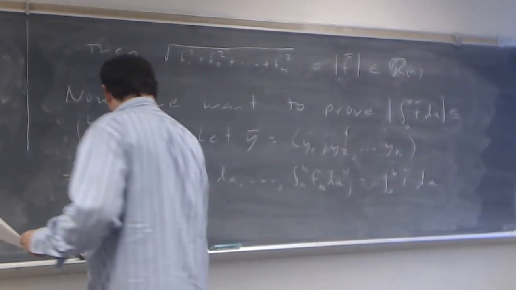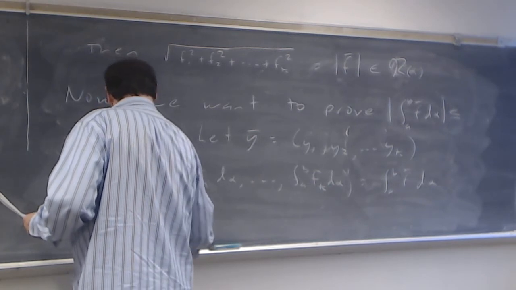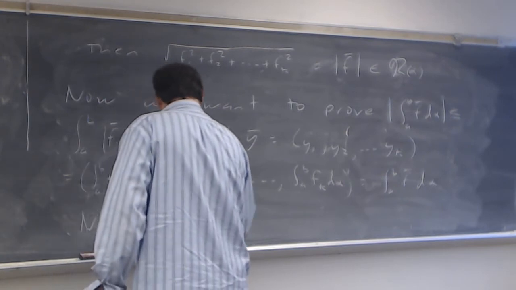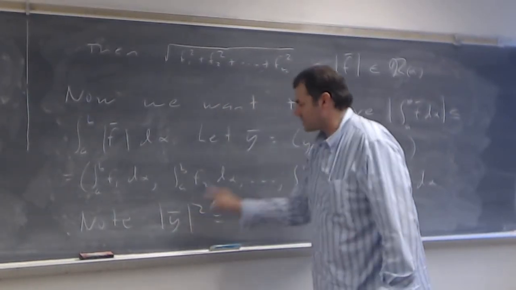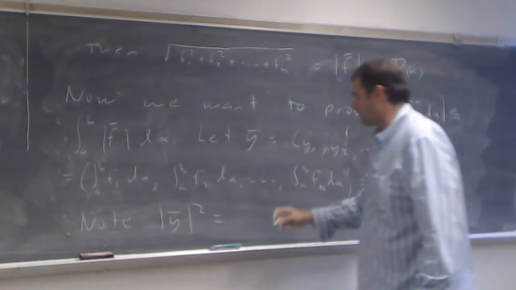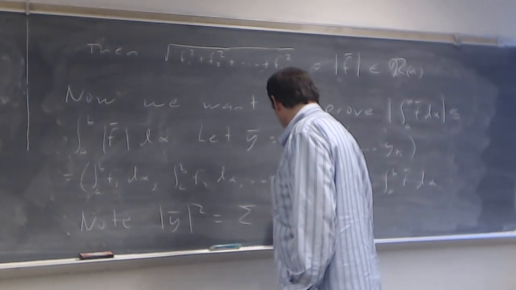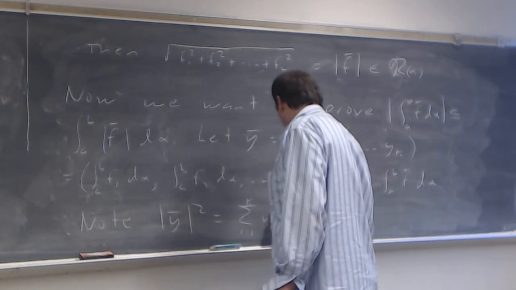Now, what we'll do is we'll note that the norm of y bar, squared, well, without the square it's the square root of each one of these components being squared, but with the square, we don't have a square root here. It's just the sum as i runs from 1 to k of y sub i squared.